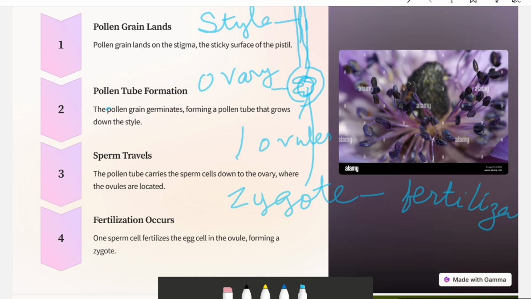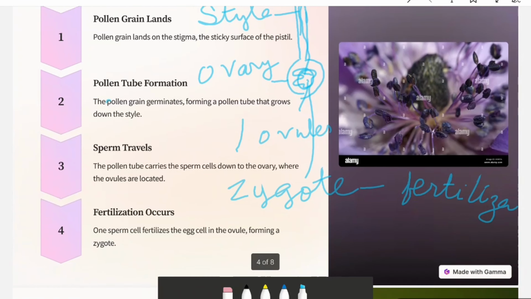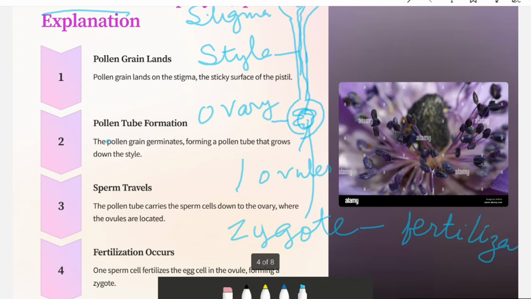They join together, they fertilize, and they form a zygote, which is the fertilization.